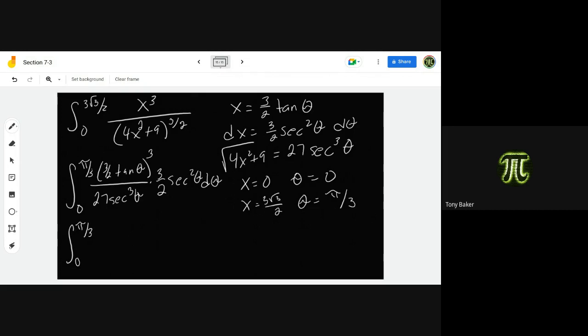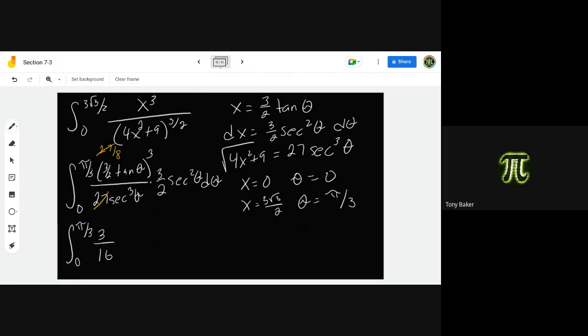So I've got, this is 27 over 8. So I've got a 27 on top and a 27 on the bottom, right? So those can cancel each other out. So I've got 3/16 left for my fraction. I got a secant squared on the top and a secant to the third on the bottom.